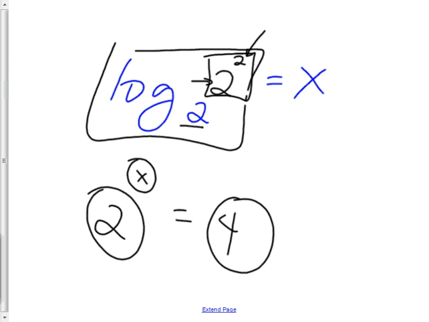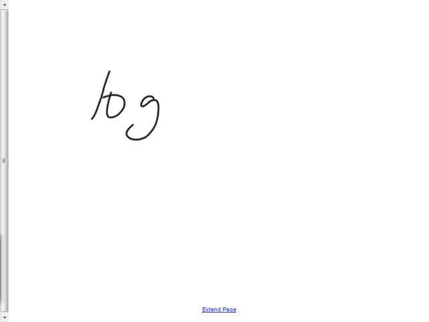All right, I'm going to give you another one like that. Log base 3 of 27 equals x. That 27 could be rewritten as what to the what? The 27 is the same as what to the what? 3 to the third. If this number is the same as this number, that number is the answer.